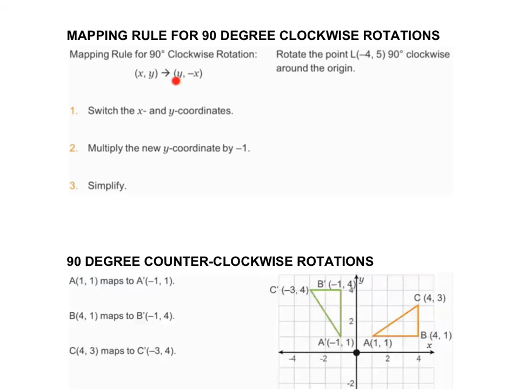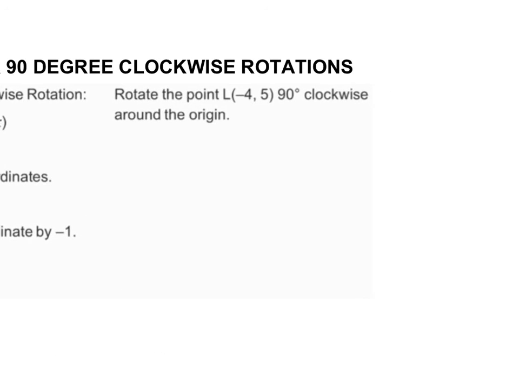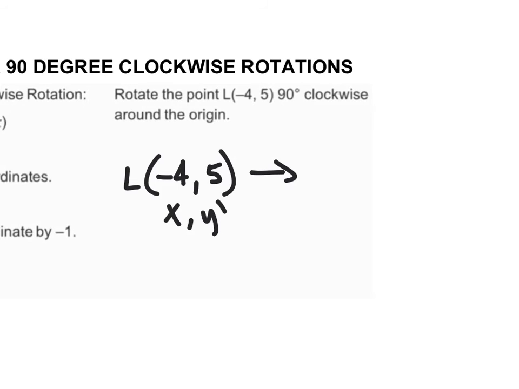So the mapping rule was, take your point XY, switch your X and Y value, whatever you had as X here, make that negative, okay? And it's important that you have these because you're going to use these rules to rotate these points. So if I wanted to rotate point L 90 degrees clockwise, here's my point L, which is negative 4, 5. And what I'm going to do is here's my X, here's my Y. Now remember what you had to do is you get Y, comma, negative X.